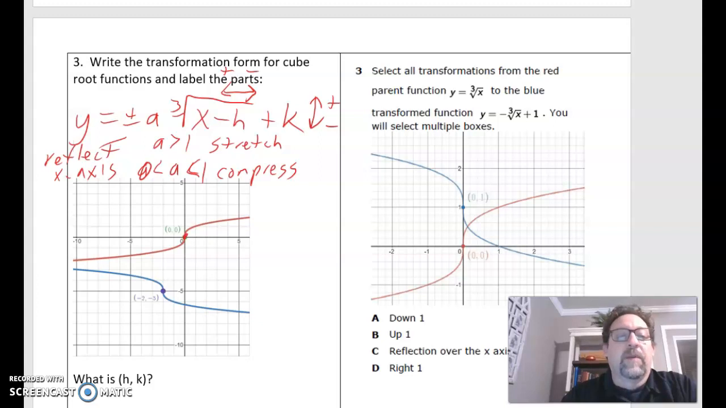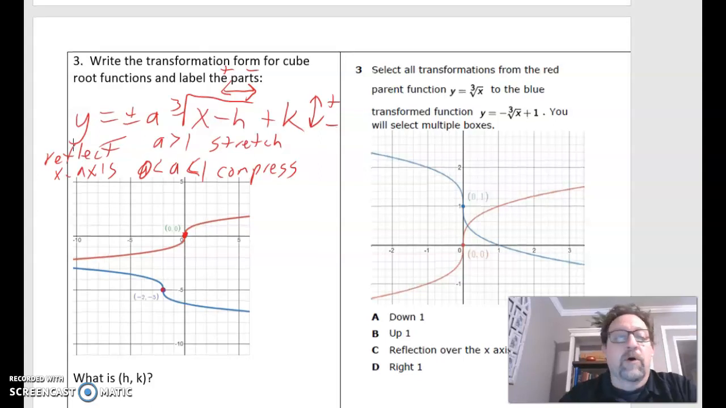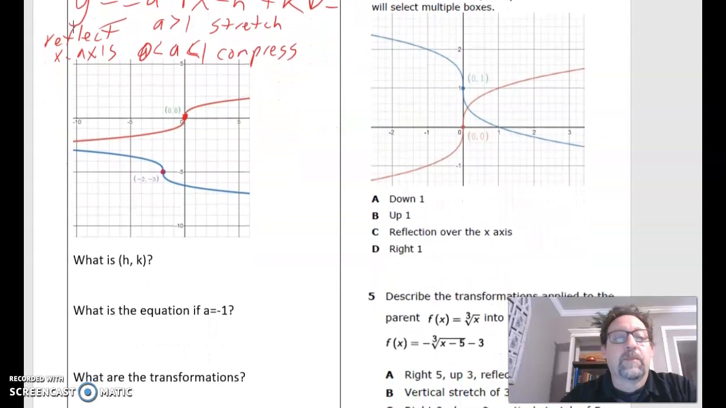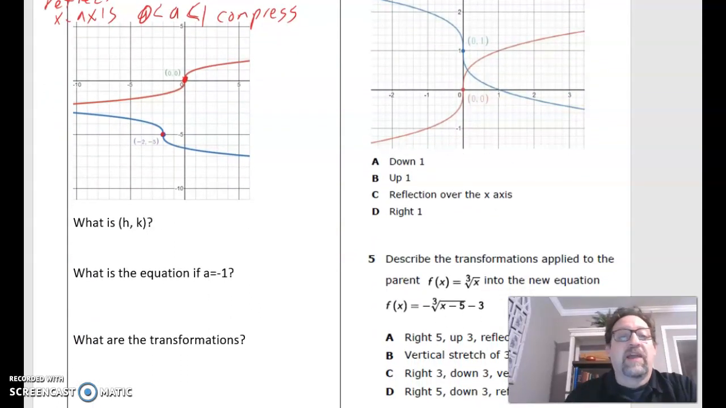we need to find, remember, the parent function is the one that goes through 0, 0. We need to find this HK. Hope you can see that on the screen. It's kind of small. So HK is -2, -3.